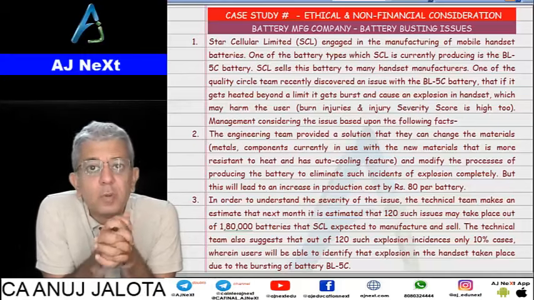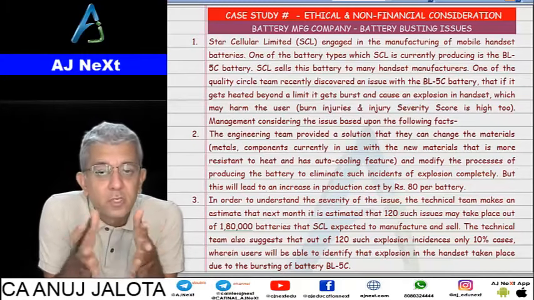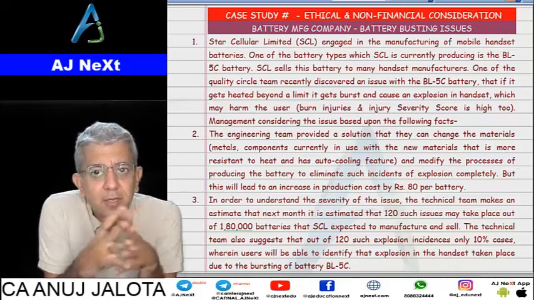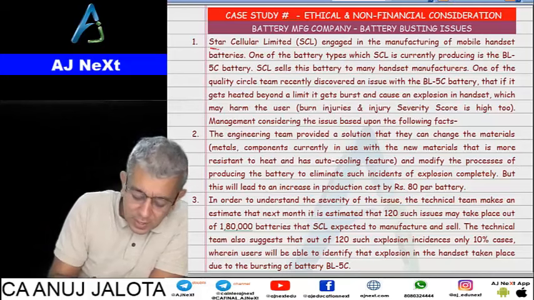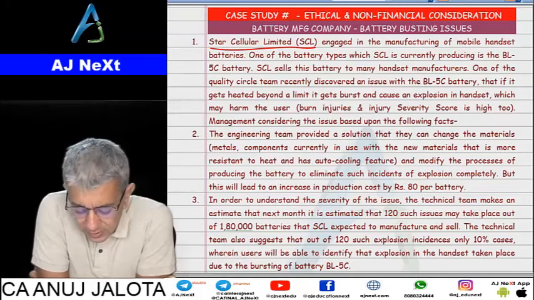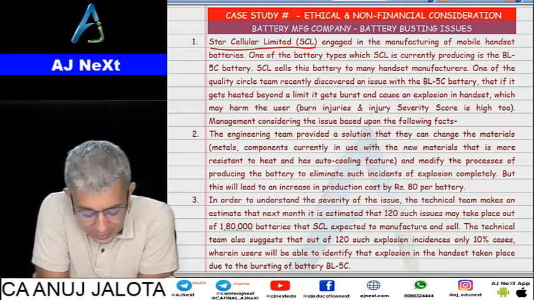Now, this question is all about a company which is manufacturing batteries which are used in the phones. So, suddenly the batteries are going to burst. This question is about that, mainly the ethical issues. Let's start. Star Cellular Limited engaged in manufacture of mobile handset batteries.